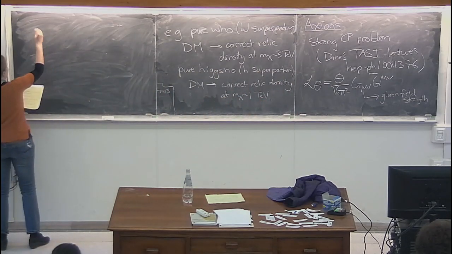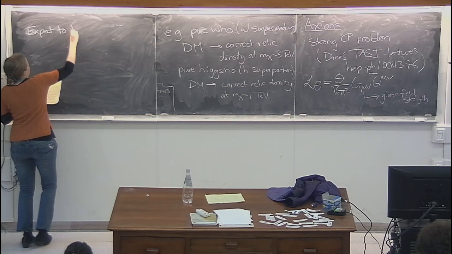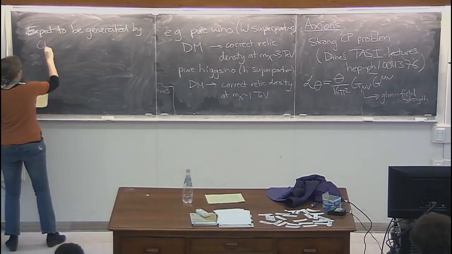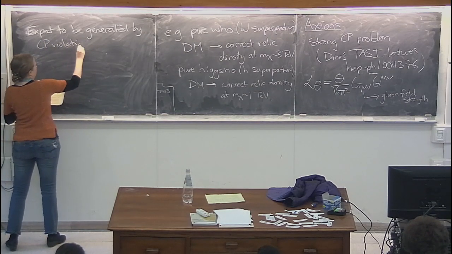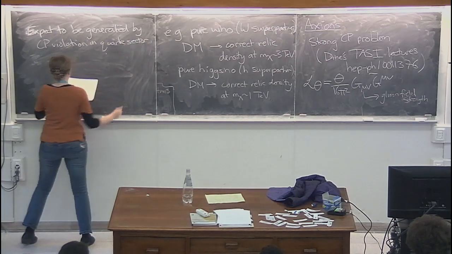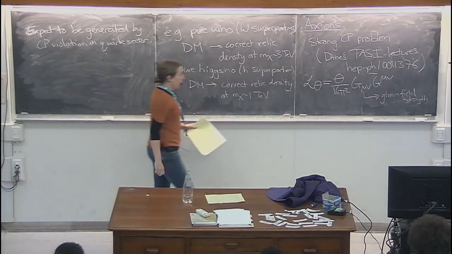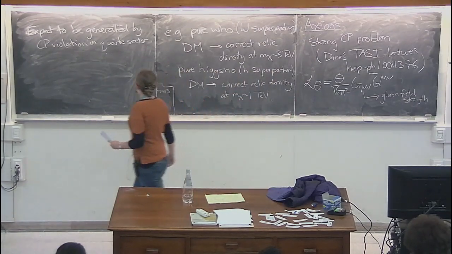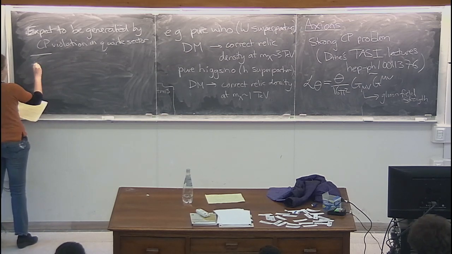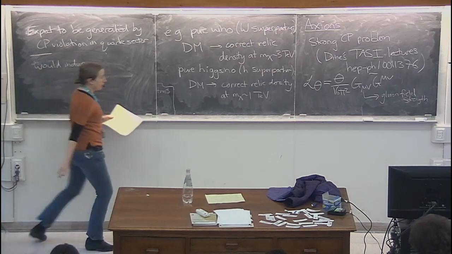So you'd expect this to be generated by CP violation in the quark sector. And from that, this kind of term, the CP violating term, would induce an electric dipole moment for the neutron. You can work out the size of this neutron EDM from this kind of Lagrangian term.